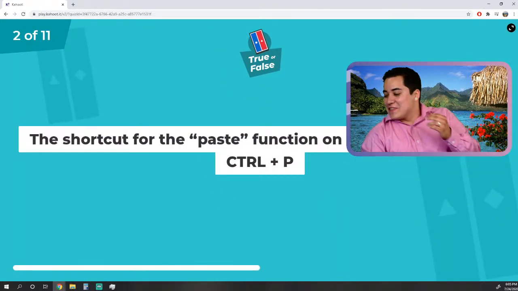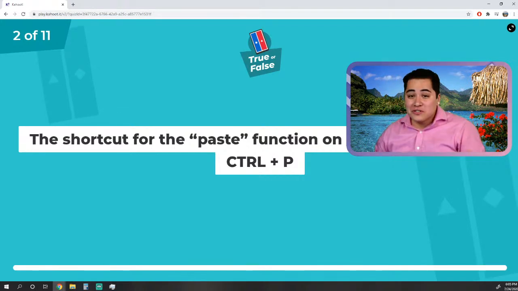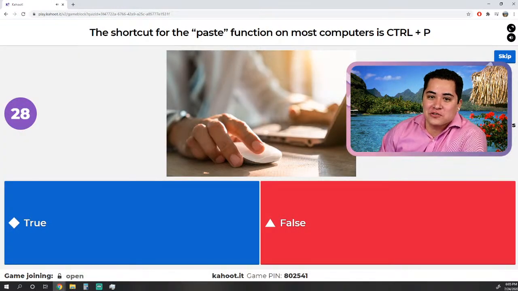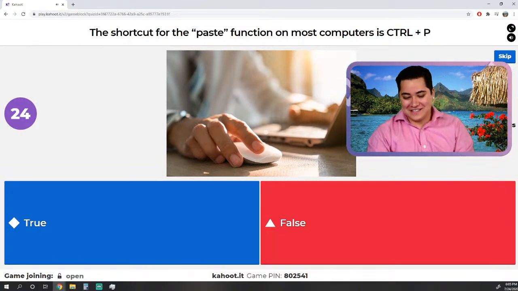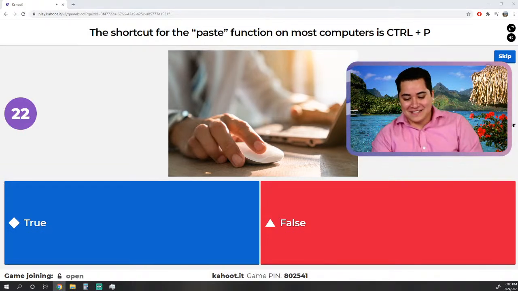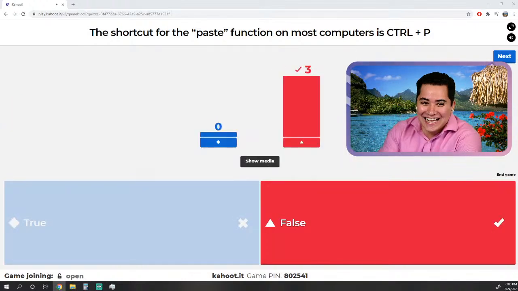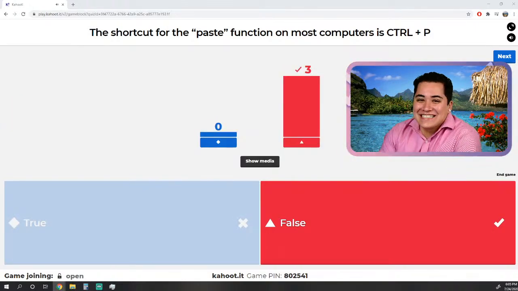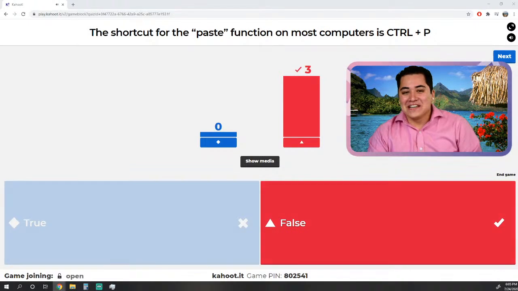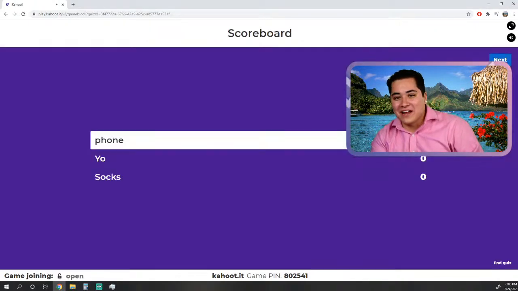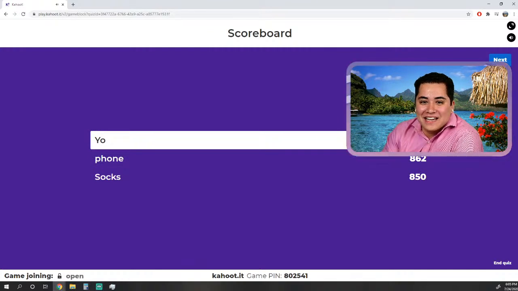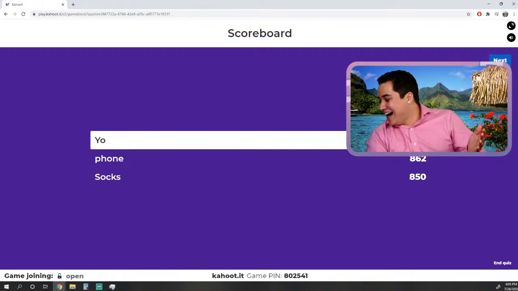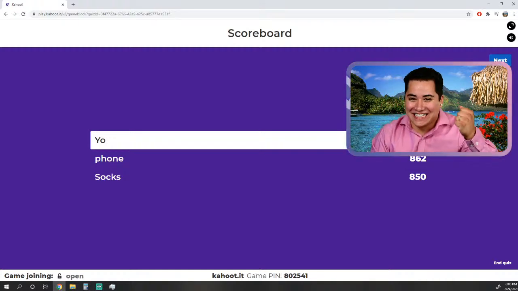Okay. The shortcut for paste function on most computers, excluding Mac, is Control P. True or false? The answer is false. Good job. It is Control V. For whatever reason, I have no idea. I think Control P is print, so I don't know. I guess print is better than paste, so looks like I'm in first place, obviously.